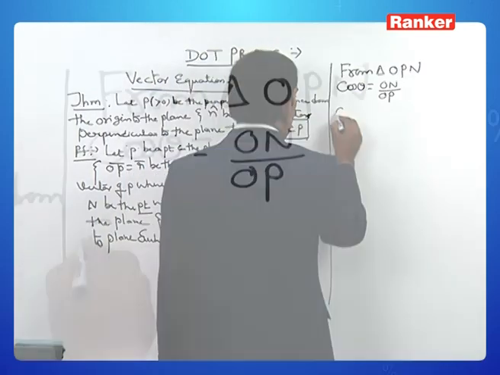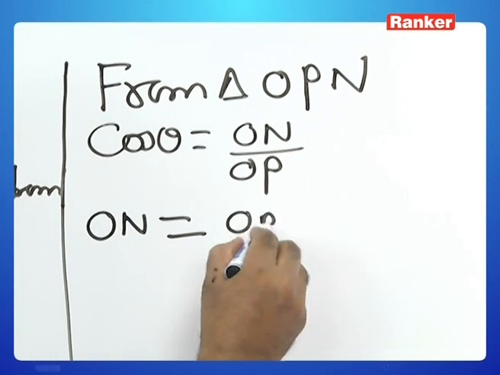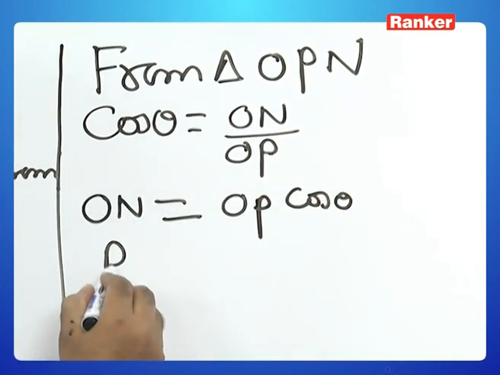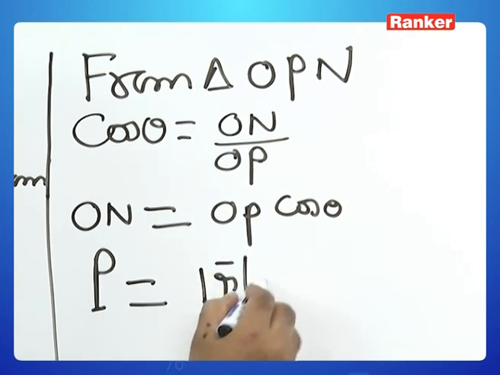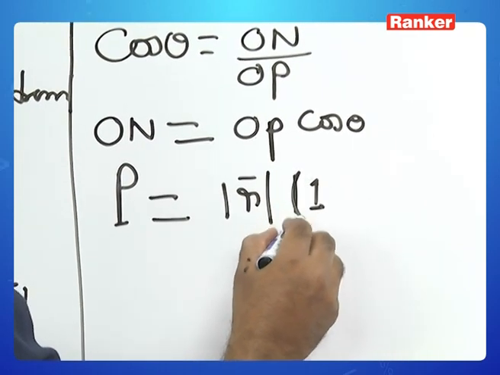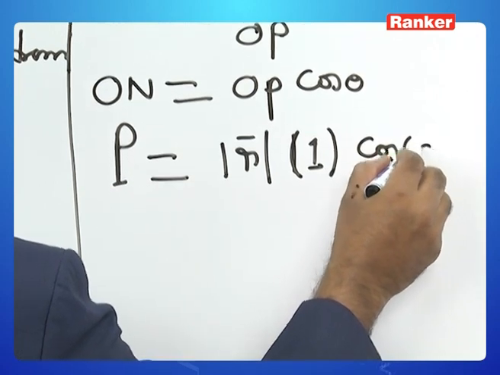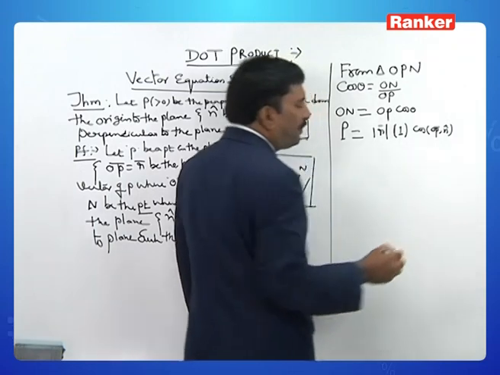Therefore, ON is nothing but OP into cos theta. What is OP? This is nothing but modulus of r bar into 1, into what? Theta is the angle between OP bar and n cap. Am I correct?